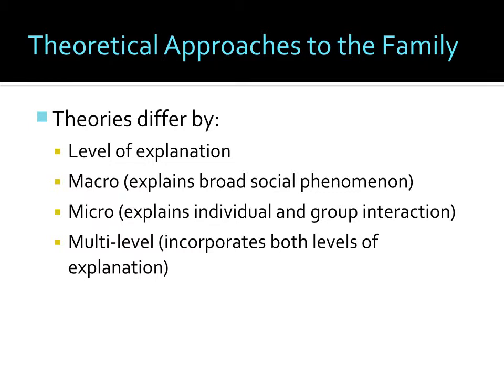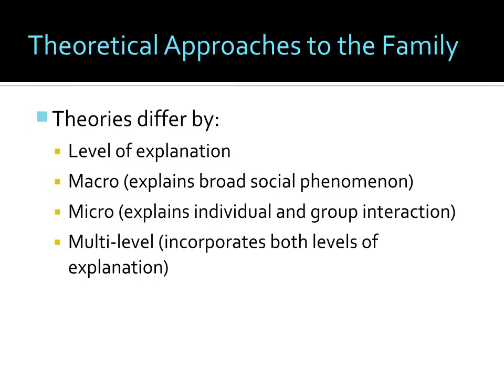We're going to look at some folks who have systematically tried to explain the way the world works, and in doing so can tell us something about the family and family relationships. Theories differ by level of explanation, and the level of explanation is basically if we were to build layers of the types of behavior that theories try to explain, we could kind of rank order them. And at the bottom would be, not in terms of value, but just in terms of our layers, micro theories.